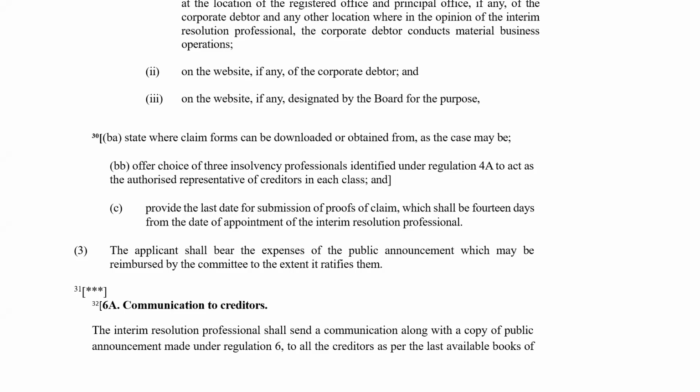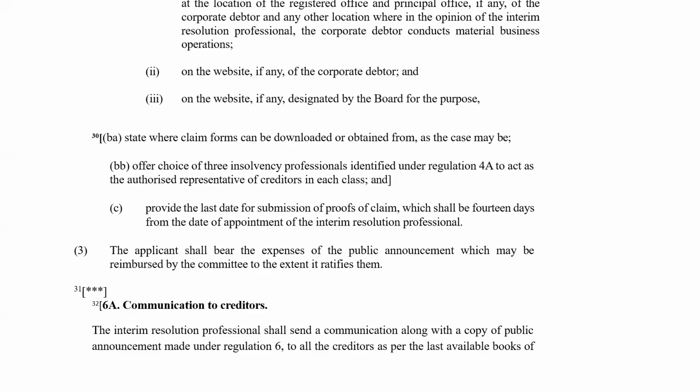Because in case of class of creditors, an authorized representative has to be appointed. Now, how will this be appointed? It is given in regulation number 4A. Regulation 4A says that the IRP shall identify 3 insolvency professionals and their names will be given in the public notice. Out of them, one has to be selected.